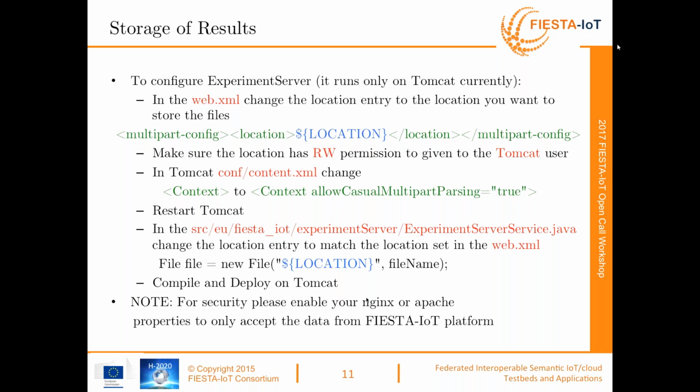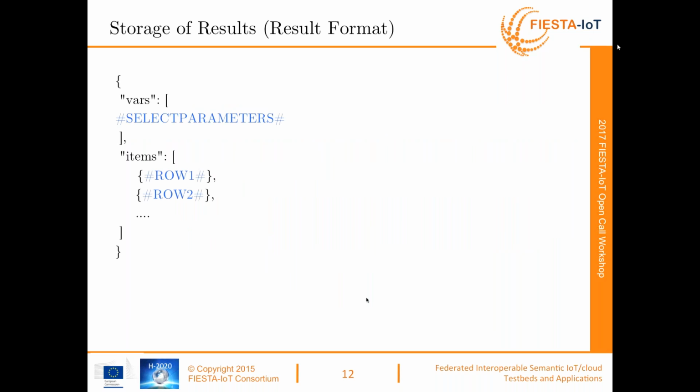For correctly configuring this storage, the data receiver, what is currently being tested works well on Tomcat. So I have some configuration presented here for Tomcat to successfully run this data receiver. You go to the web XML and add the multipart config with location, and this location is the URL location that you have.